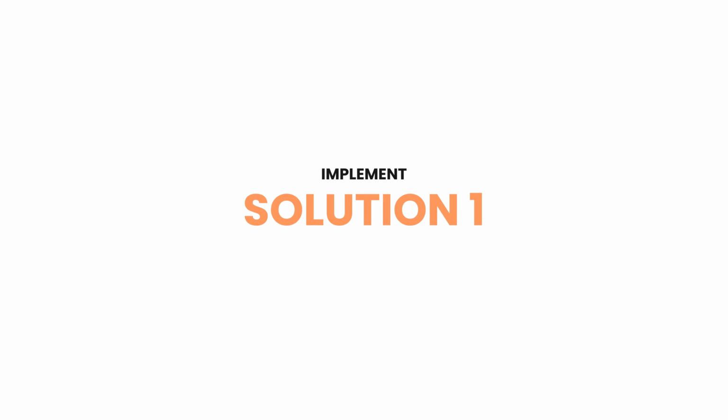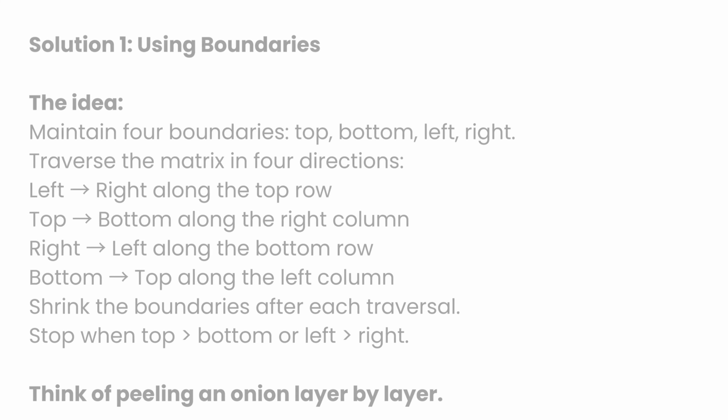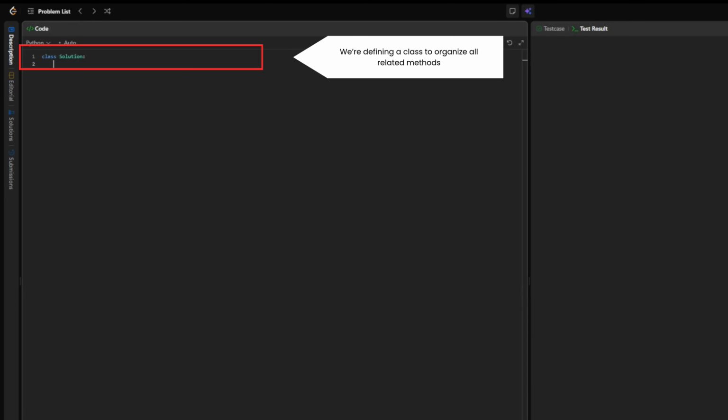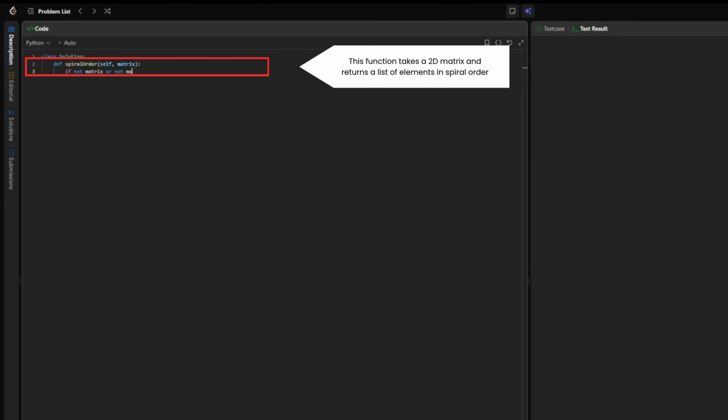Now let's solve solution 1, traversing a matrix in spiral order. We will see how to move layer by layer, adjusting the boundaries as we go. Time complexity is O(M times N), where M is the number of rows and N is the number of columns. Each cell is visited exactly once. We define a class Solution to contain our method. The function spiralOrder takes a 2D matrix and returns a list of elements in spiral order.